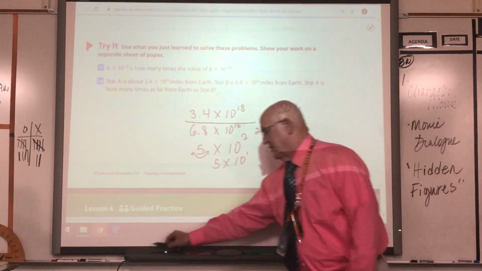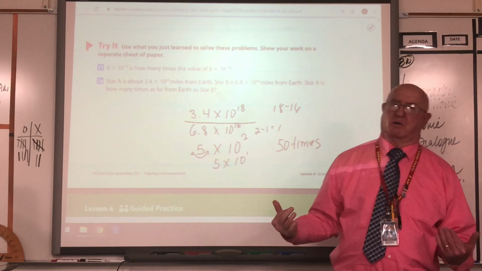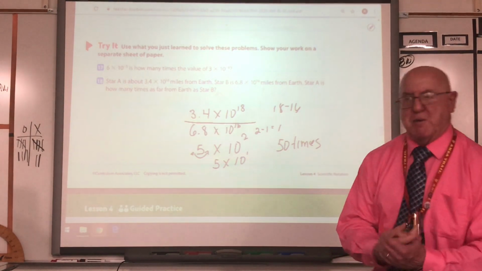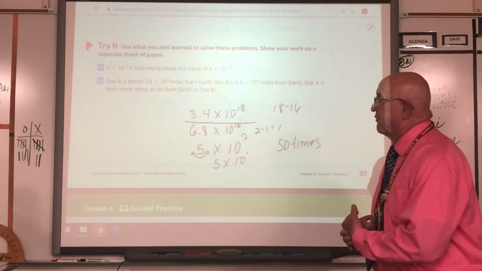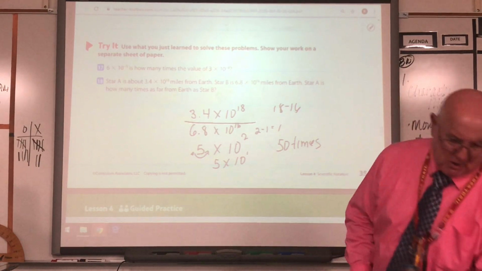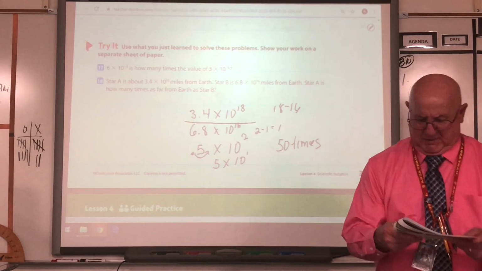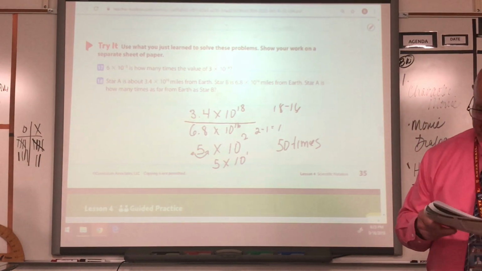And that's all you have to do when comparing numbers: remember the rules for exponents when you divide and multiply. And you should have time now to do your homework, which will be on pages 35 and 36.